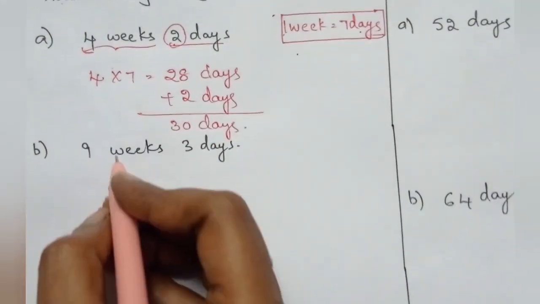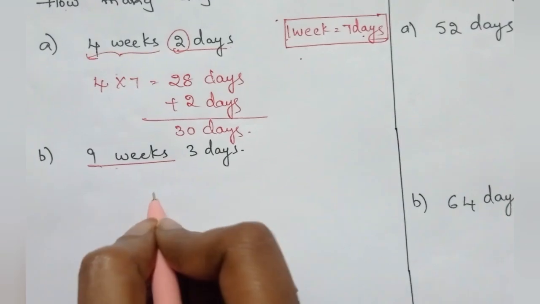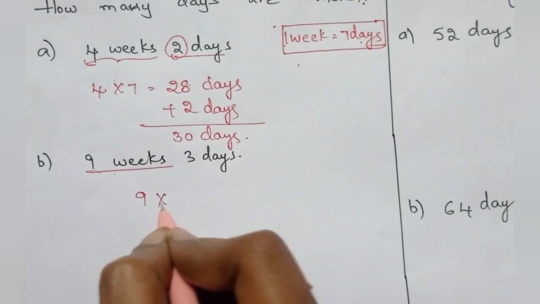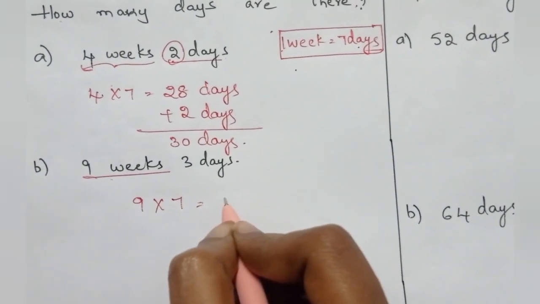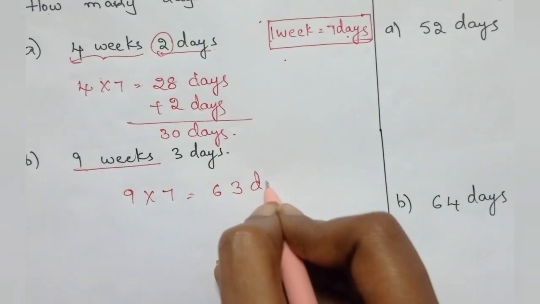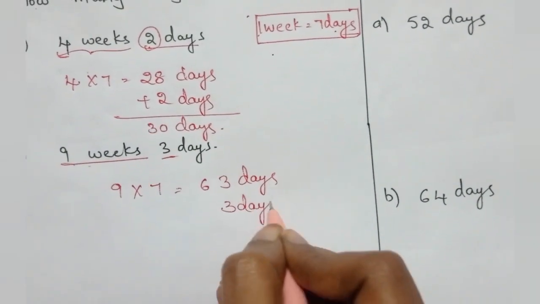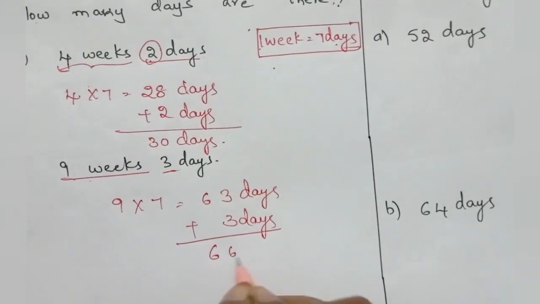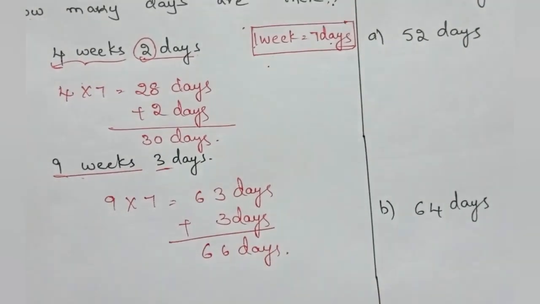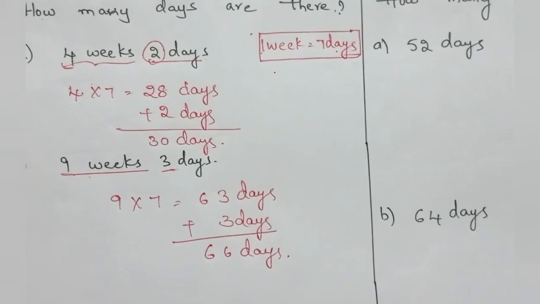So very simple. What you have to do? First you have to convert the weeks by multiplying by 7. So here 9 7s are 63 days. I already have 3 days. 63 plus 3 days, so I have 66 days. In this way you have to solve these problems.